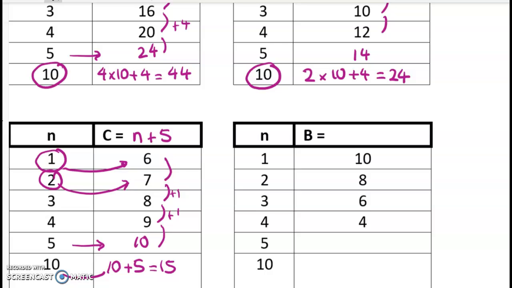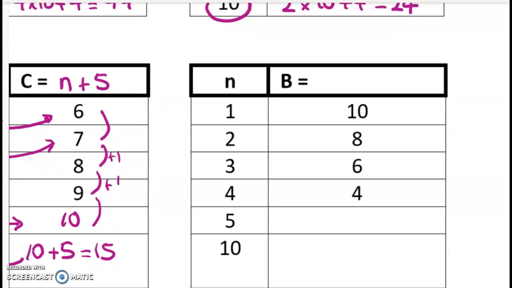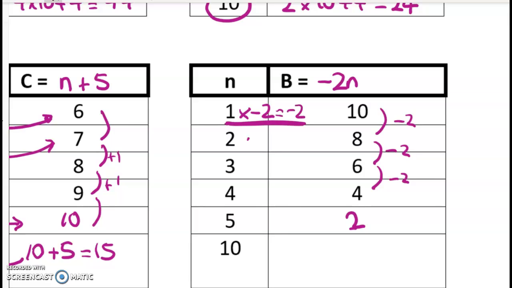Okay, so this last one is a little bit different because it is going down instead of going up. It's going down by 2 each time. So the next term will be 2, and the rule will have negative 2 times a number. So if you look at this, let's do 1 times negative 2. Well, 1 times negative 2 will get me negative 2, right? And negative times a positive is a negative.